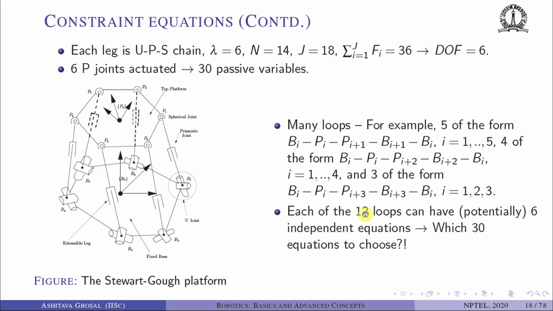Each of the 12 loops can have potentially 6 independent equations because this is in 3D space. When we multiply the transformation matrices, we get a matrix equation, and each transformation matrix has 6 independent equations. So we can have 12 such loops, and there are potentially 6 independent equations in each loop. Which 30 should we use for the 30 passive variables? It is not clear. It is quite complicated.